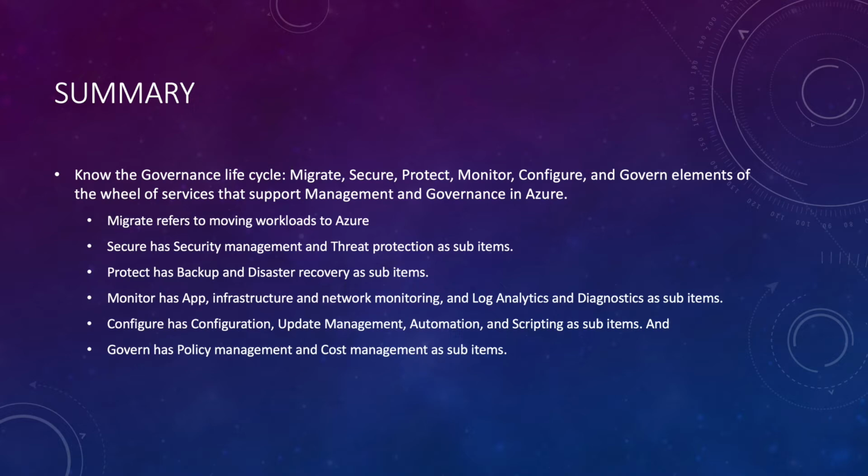Monitor: for application, infrastructure, and network. Log and analytics and diagnostics. Configure: configuration, update management, automation, and scripting. And then finally govern: policy management and cost management as sub-items, and making sure that you are in compliance with any industry rule, law, regulation, or whatever. And that's it for this section. It's a good section to know, and really just know this governance lifecycle for the test. I will see you in the next lecture.